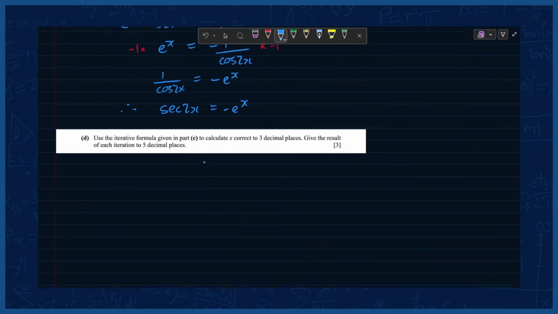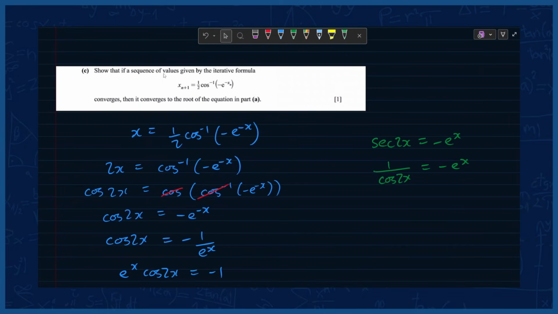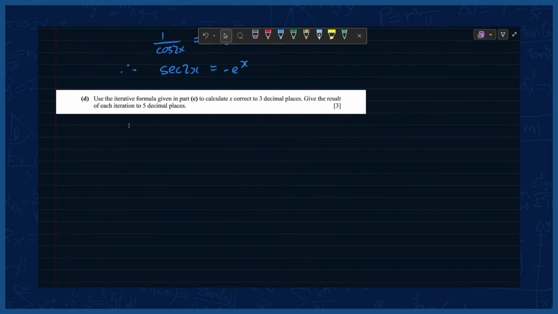Okay, so the iterative formula we had in Part C was this one. So I'll just copy this because that is essentially our iterative formula, except it's just missing the ends. So this is n plus 1 and that there is n.